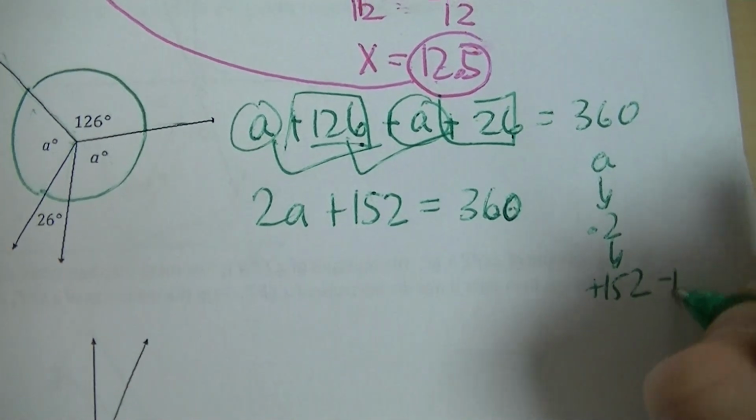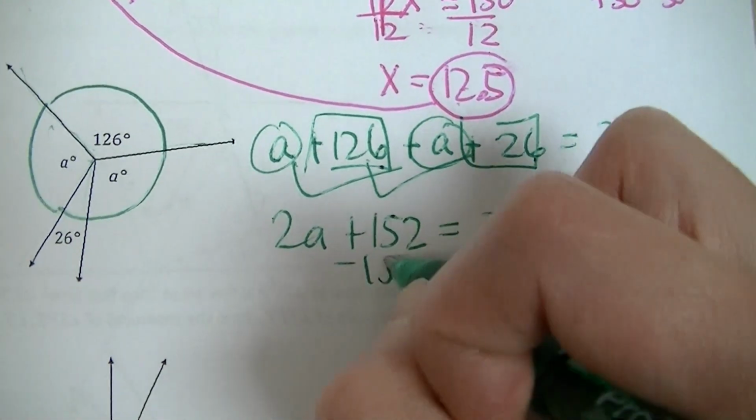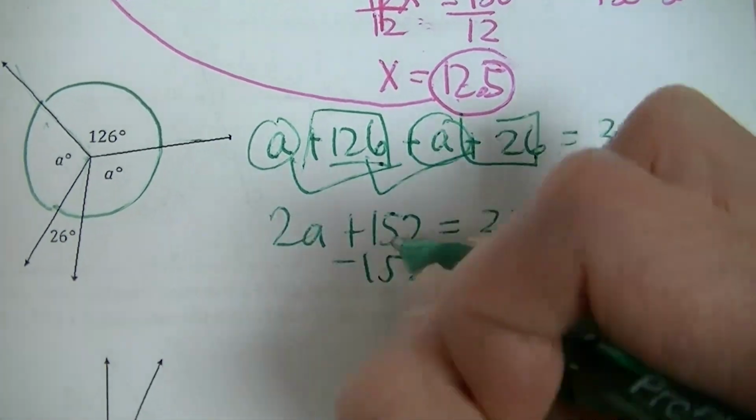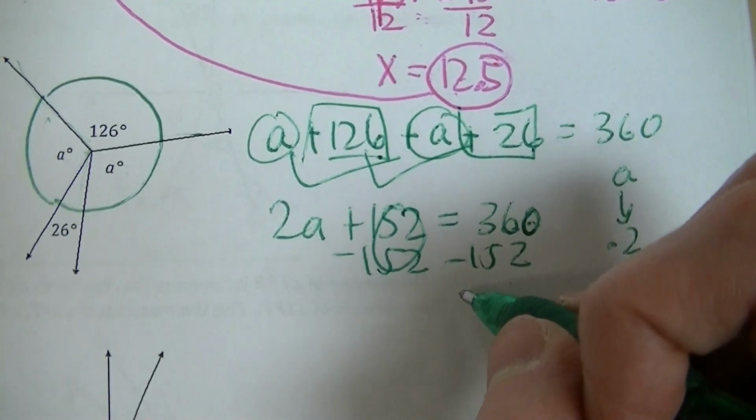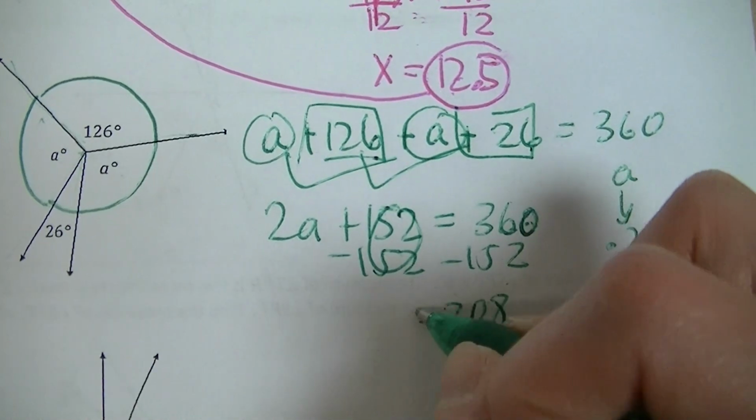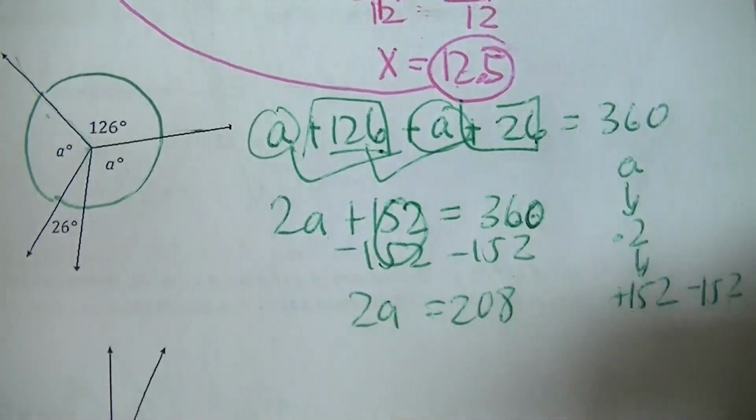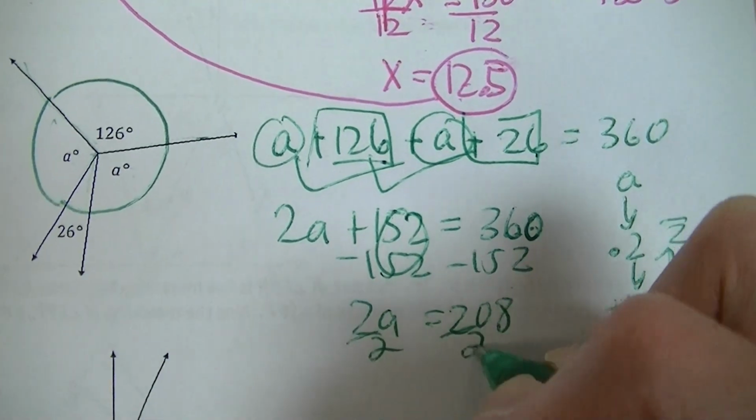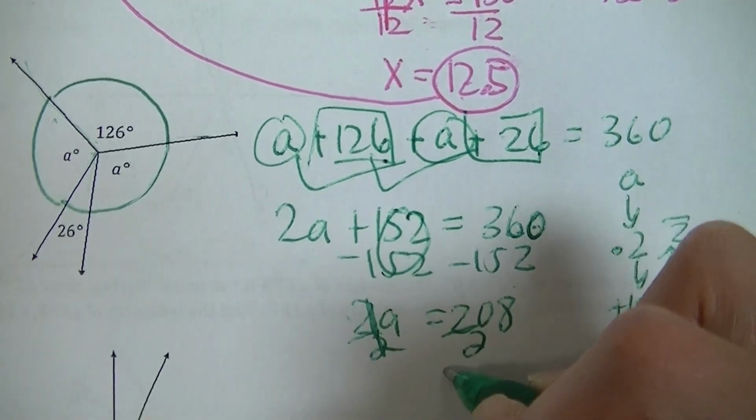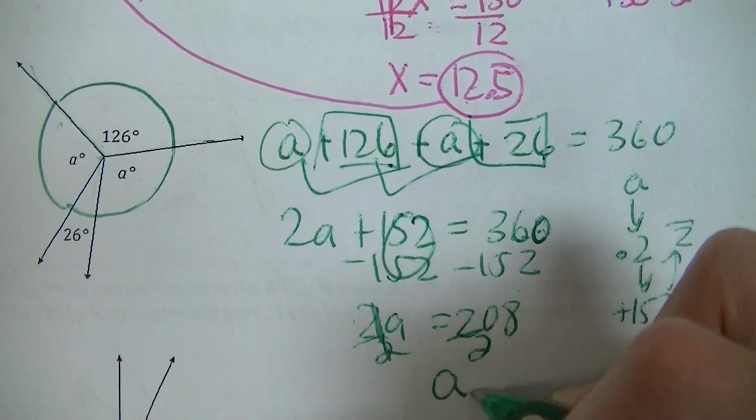Inverse operation of adding 152 is subtract 152, so that's what you're going to do to both sides of the equal sign. That minus that is 0. 360 minus 152 is 208, I think. Bring down your 2a, bring down your equal sign. Now go back up. Inverse operation of timesing by 2 is to divide by 2. Do that to both sides. 2 divided by 2 is 1. 1 times a is 1a, or a. 208 divided by 2 is 104.